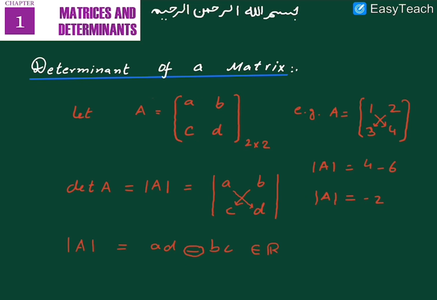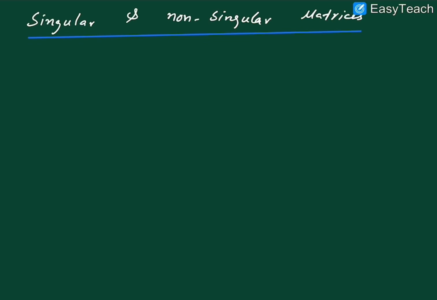Next is singular and non-singular matrices. A matrix A is said to be singular if its determinant is equal to 0, and a square matrix A of order 2 by 2 is said to be non-singular if its determinant is not equal to 0.